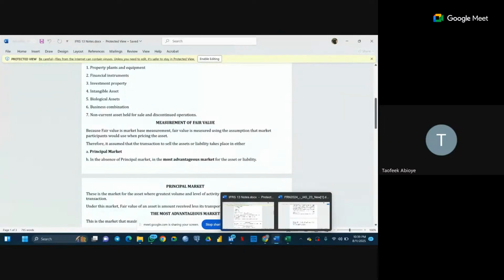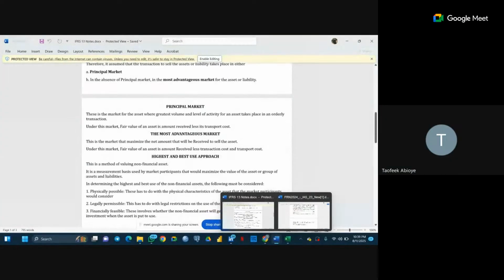So, measurement of fair value. Because fair value is the market-based measurement. Fair value is measured using the assumption that the market participant will use when pricing the asset. Therefore, it is assumed that the transaction to sell the asset or liability takes place in either a principal market or the most advantageous market. Those are the two types of markets where fair value is used.